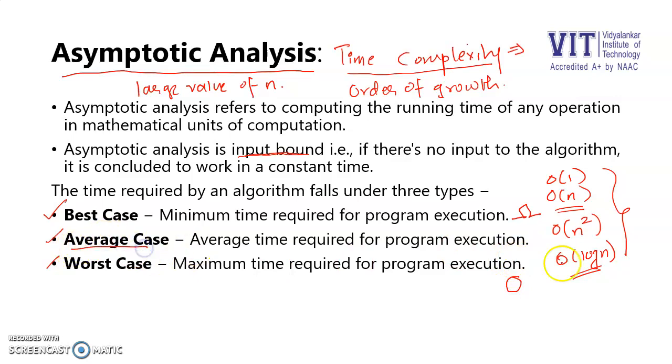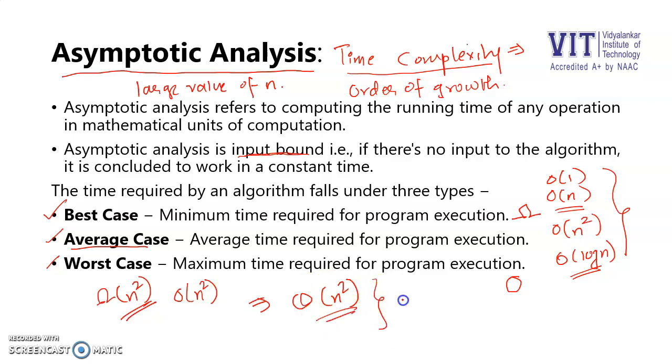Now, average case. What is average case? If the best case and the worst case of an algorithm remain the same, like you must have studied in bubble sort. In bubble sort, it was big O of n square and omega n square. Correct? So hence we can say the time complexity is theta of n square for bubble sort. Correct?